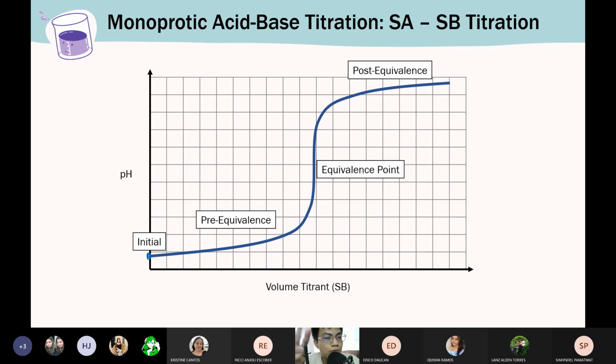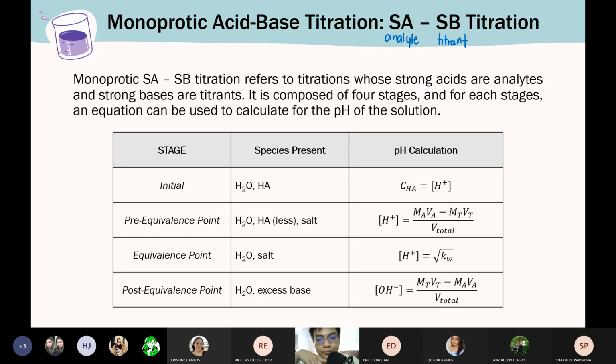Post-equivalence, ito yung sumobra ka ng patak. Okay? And so, each of those stages have different chemical species present. Siyempre, sa iba-ibang stage na yan, may mga reaction. So, nagbabago-bago yung chemicals that are found in your system. So, for example, in the initial stage, what you have is just the water and your acid.